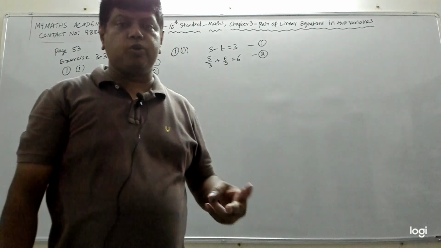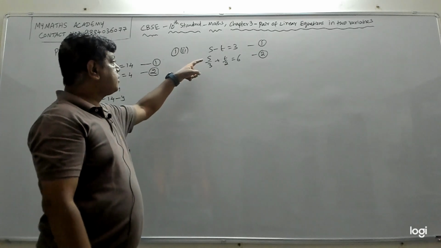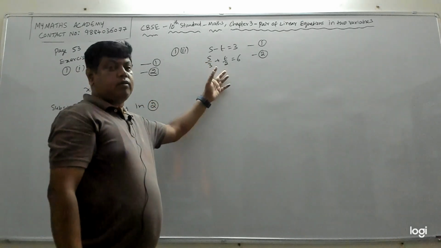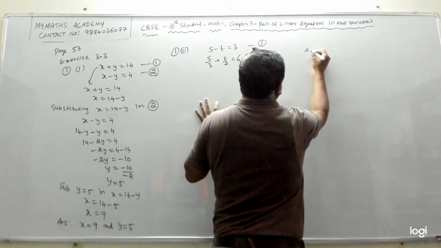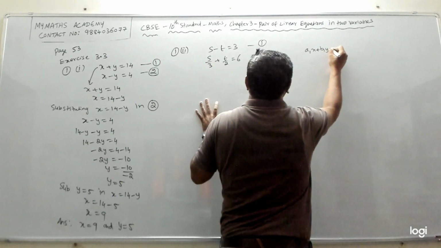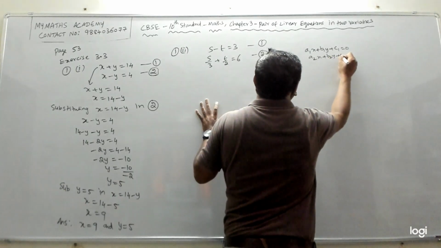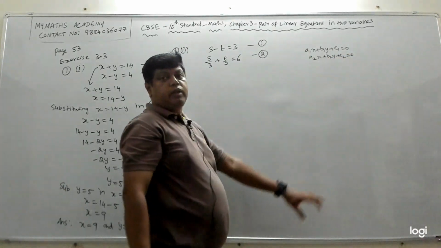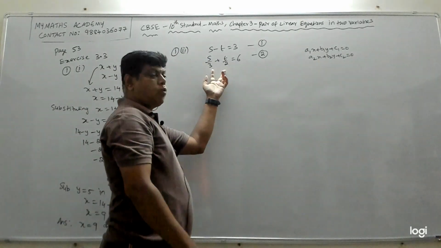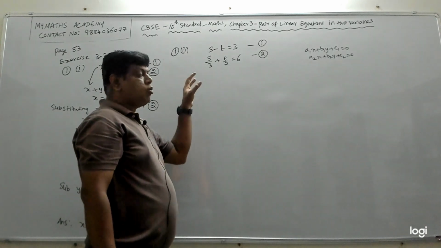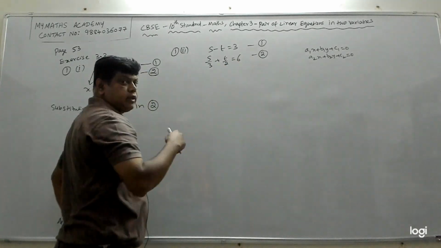Whenever you have linear equations in two variables, first we should make sure that there is no denominator. This has fractions, basically s by 3 and t by 2. So we should always express this in the form a1x plus b1y plus c1 equal to 0, a2x plus b2y plus c2 equal to 0. This is the general form of linear equations in two variables. So generally we should avoid having the denominator. So how do we avoid this? This equation is fine, it does not have any denominator. So 1 is fine, and 2 we have to simplify.